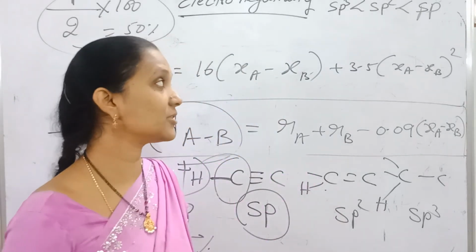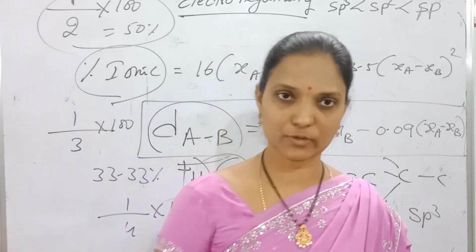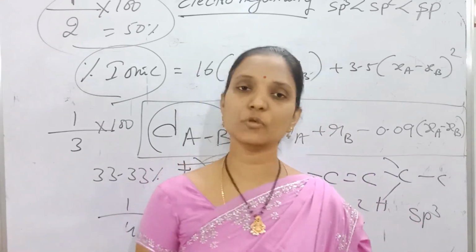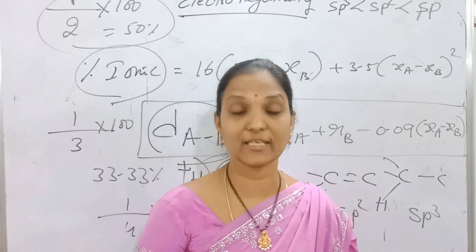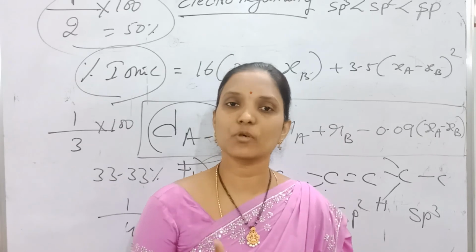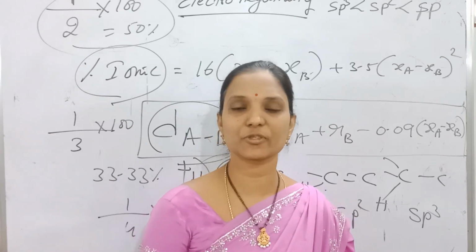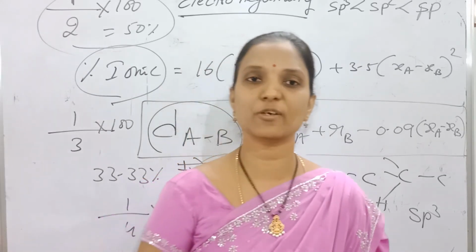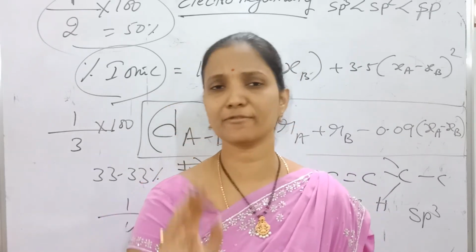This is about the applications of electronegativity. So what is electronegativity, what are the units, and how to calculate it: Pauling scale, Mulliken scale, Allred-Rochow scale, what is the periodicity of electronegativity in group and period, and what are the applications of electronegativity. So this is about electronegativity. Periodic properties are completed.